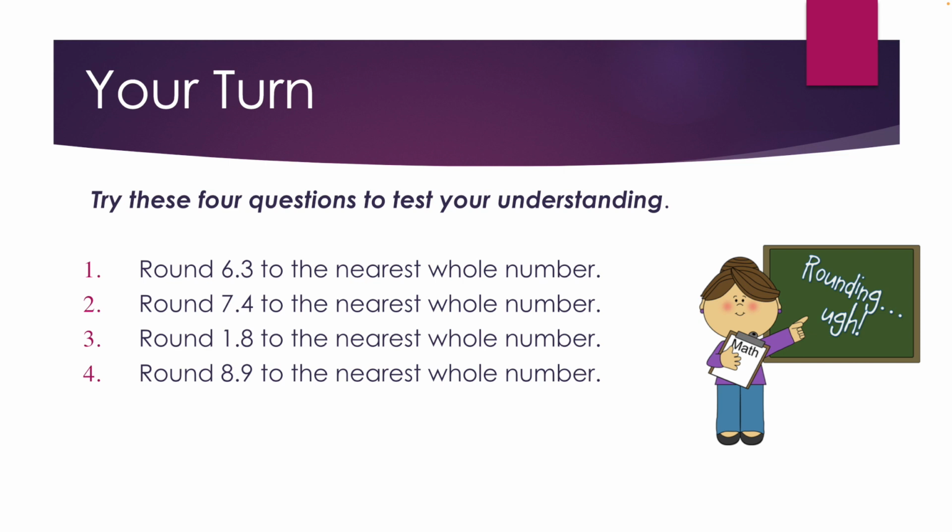Okay, so if we look at 6.3 to the nearest whole number, we're checking out this 3 to tell us where on the number line it is. Is it closer to 6 or is it closer to 7? And the 3 tells us it's going to be closer to 6. For 7.4, it's going to be closer to 7, so the 4 tells us it's closer to 7. In 1.8, this 8 tells us it's going to be closer to 2. And 8.9 is going to be closer to 9.